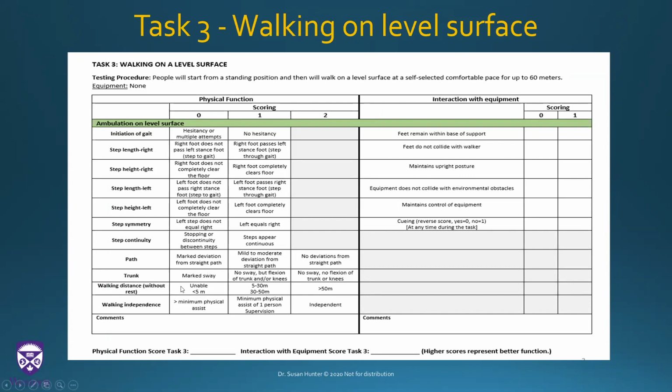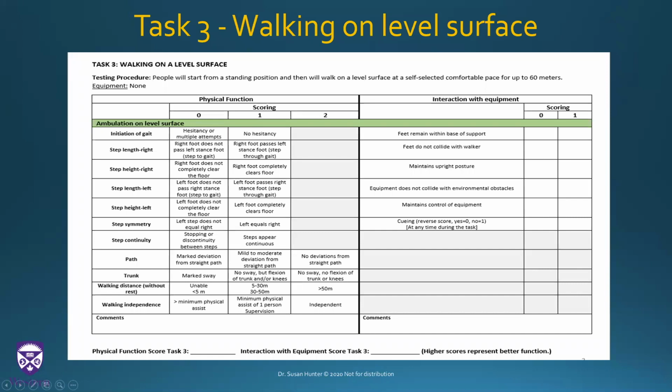walking distance. We said that if the person was unable to walk 5 meters, they score 0. And if they are unable to walk with more than minimal physical assist, then they score 0 and all testing ceases. You don't persist beyond that.